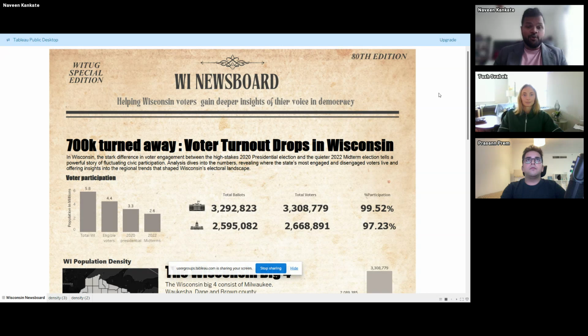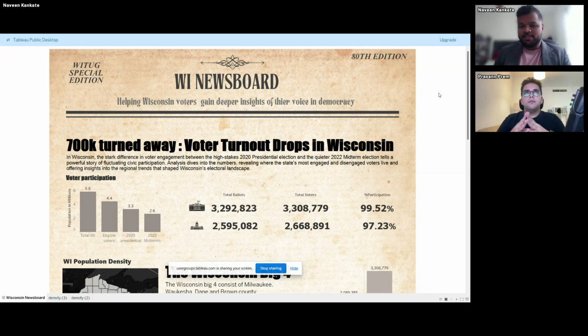So with that, let me start with the first headline that came from the data, which is that about 700,000 voters were turned away from elections, which was a bad sign that says that voter turnout drops in Wisconsin. Now, this story has been developing for a while, so I just wanted to gain your attention to tell you what the story was. For those who are a little new to the demographics of Wisconsin, let's start with the voter participation that you see on the left-hand side of your screen. The total population of Wisconsin is roughly 5.8 million, and about 4.4 million of those are eligible voters. This data comes from census.gov, which was conducted in 2020.